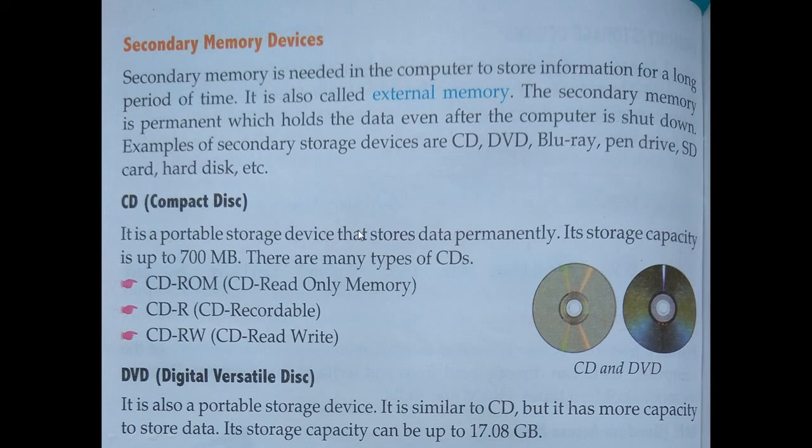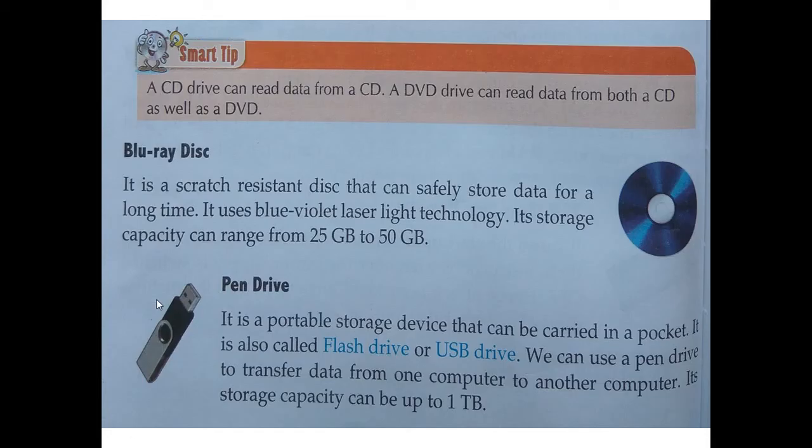It is a portable storage device that stores data permanently. Its storage capacity is up to 700 MB. There are many types of CDs. CD-ROM means CD read-only memory. CD-R, CD recordable. CD-RW, CD read-write. Both you can do. Fine.